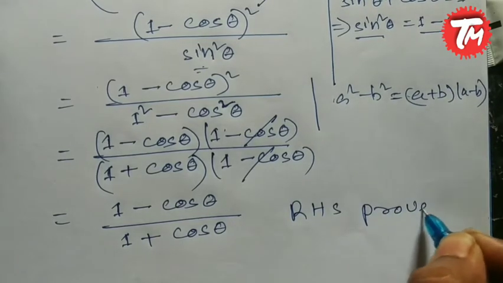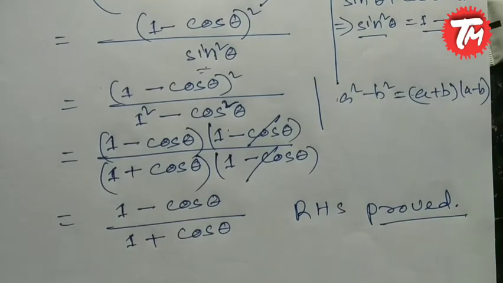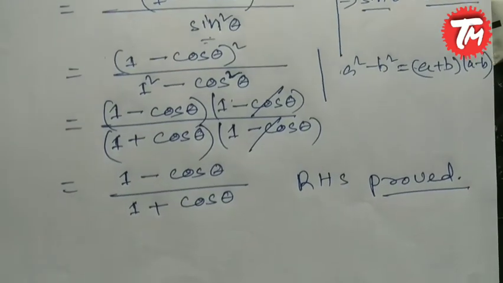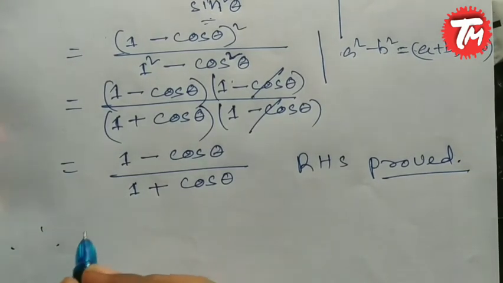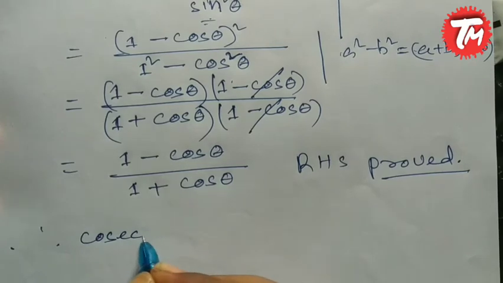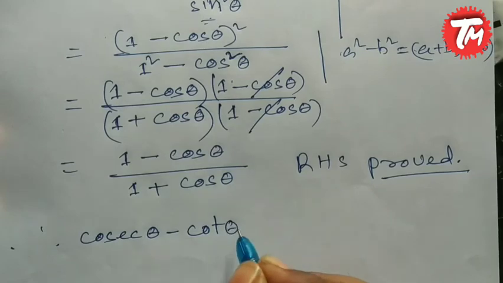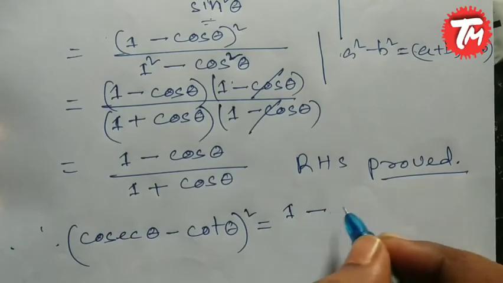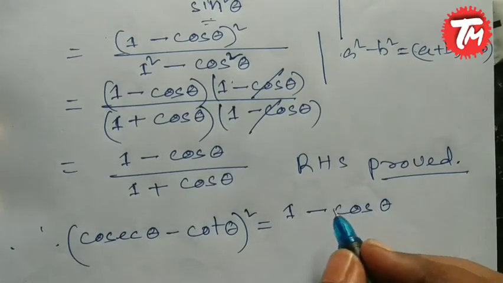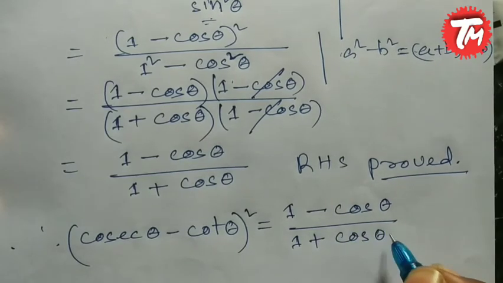So we have to prove the right hand side, and this is it. Therefore you can write here cosec theta minus cot theta whole square equal to 1 minus cos theta divided by 1 plus cos theta.